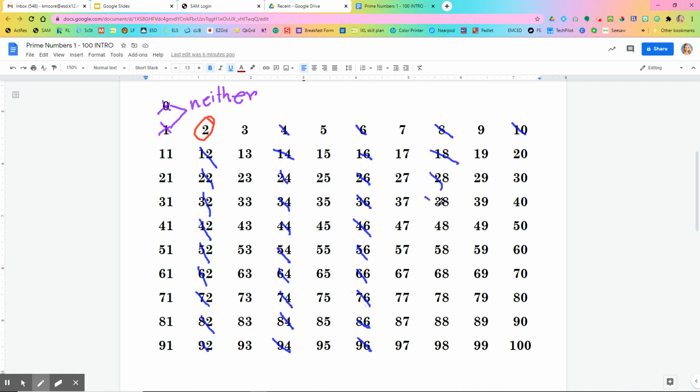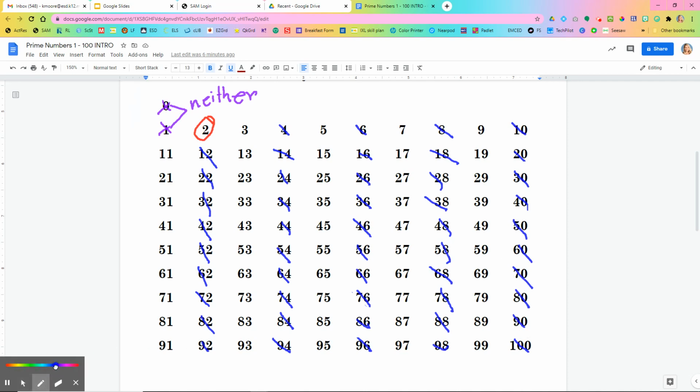All right. Continuing to mark out all of the even numbers. Now, if you need to pause this while you mark them out, please do, but I'm going to continue on.